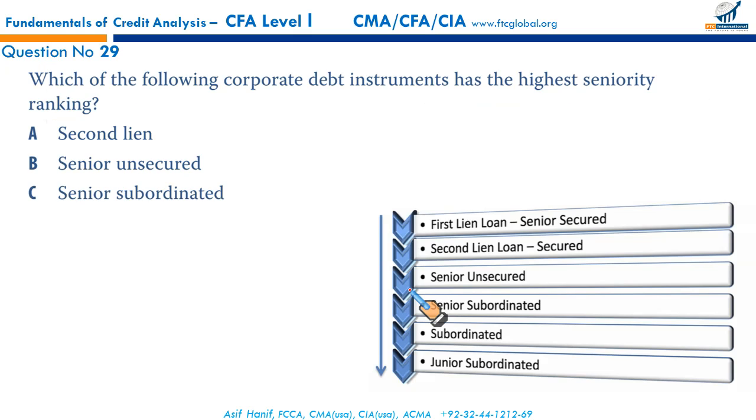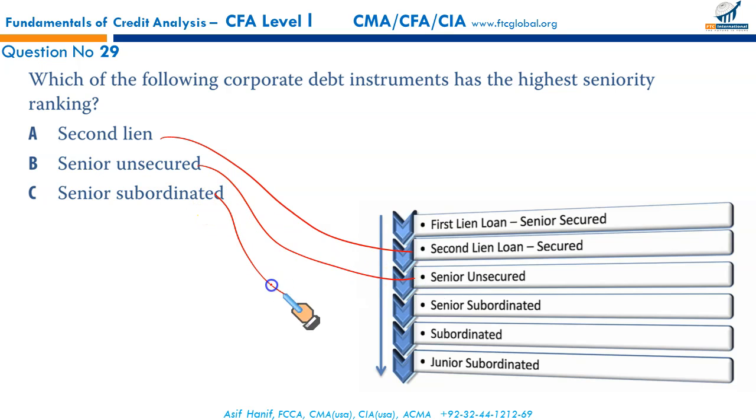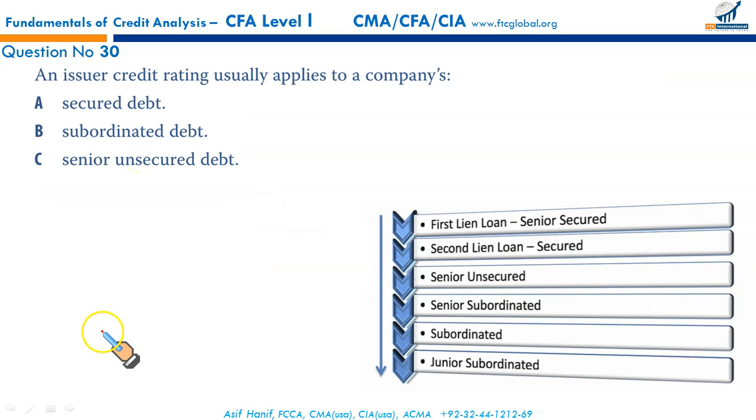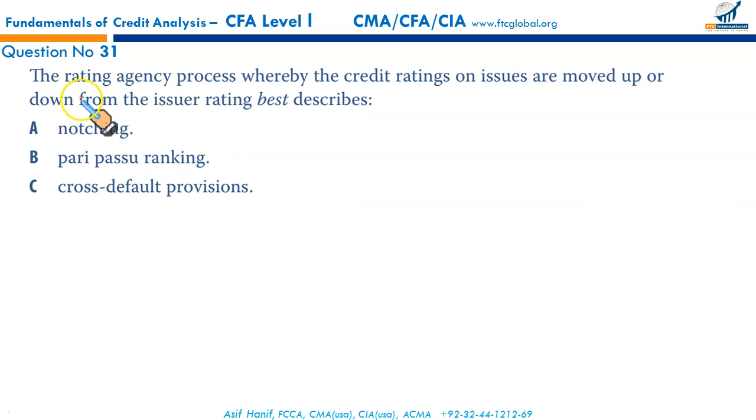Which of the following corporate debt instruments has the highest seniority ranking? Second lien is here, senior unsecured here, senior subordinated here. So the highest amongst these three is second lien loan, and that is A. An issuer credit rating usually applies to companies. We just did a question similar to this a little while ago. Senior unsecured debt, C.